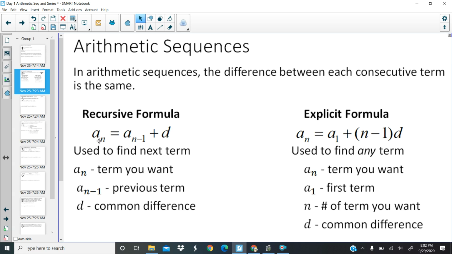So for the recursive formula, it's basically like the term that you have now is going to equal the previous term plus the common difference. And that's just for arithmetic, the common difference, because it's what you're adding each time. The explicit formula, for any term that you're trying to find, is going to equal the first term plus n minus 1, and n is the number of the term you want. So if you want the 10th term, then for this n minus 1 right here, you would use 9, and then it's going to be times the common difference. And we're going to do a couple of examples where you can see what that looks like.